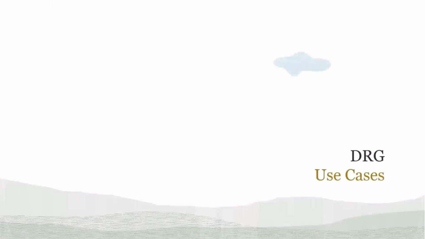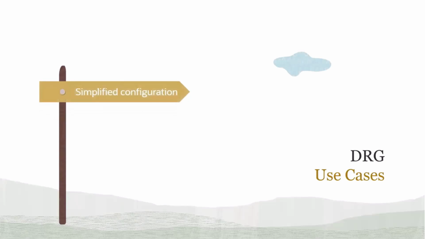So what are the typical use cases of dynamic routing gateway? The first is simplified configuration. We know that a single DRG can have multiple VCNs attached to it. And the best part is these VCNs can belong to the same tenancy or a different tenancy. So in case you want to peer two different virtual cloud networks in the same region, you don't need to set up multiple local peering gateways. Just having one dynamic routing gateway will solve this purpose, and hence simplified configuration.